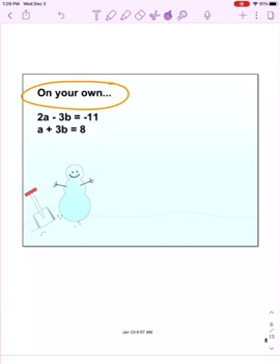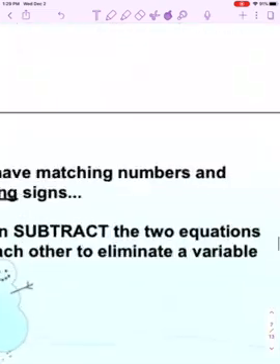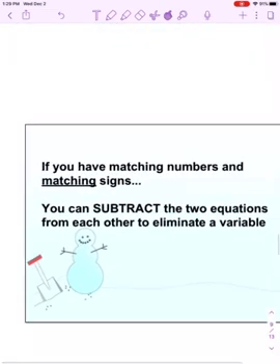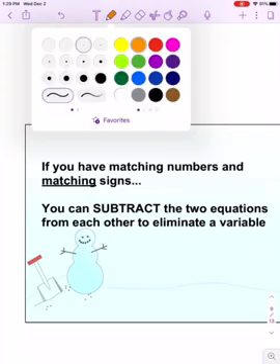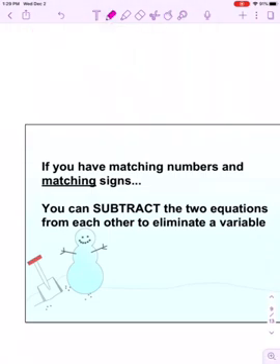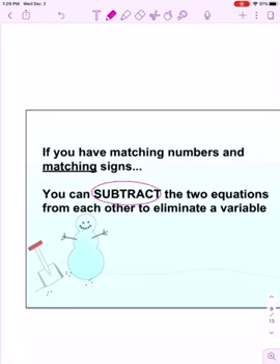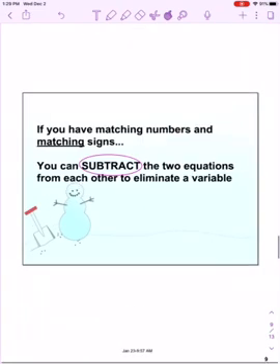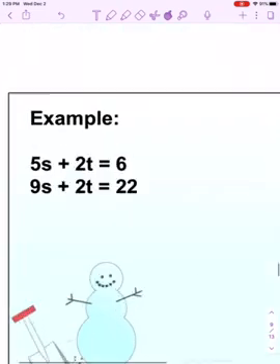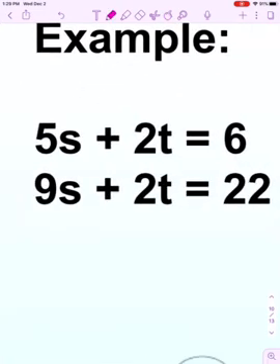You can go ahead and do this one on your own, just like it says, on your own. Now, if we have matching numbers and matching signs, then we can still eliminate. If we're given matching numbers, we can make an elimination no matter what. But you have to subtract the two to make sure they're eliminated, which gets a little tricky because you have to subtract everything, and sometimes it's hard to keep track of your signs. So you just have to be careful if you need to subtract.